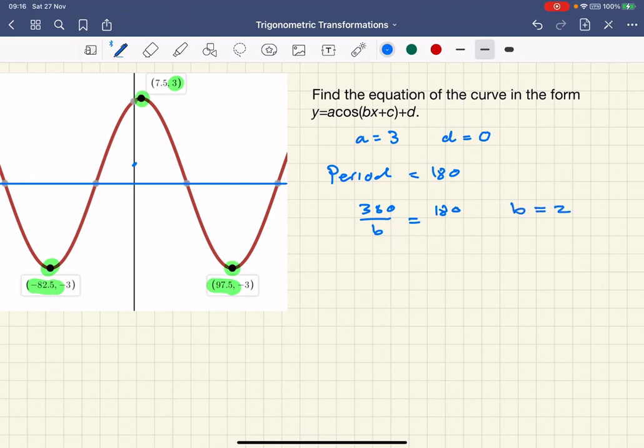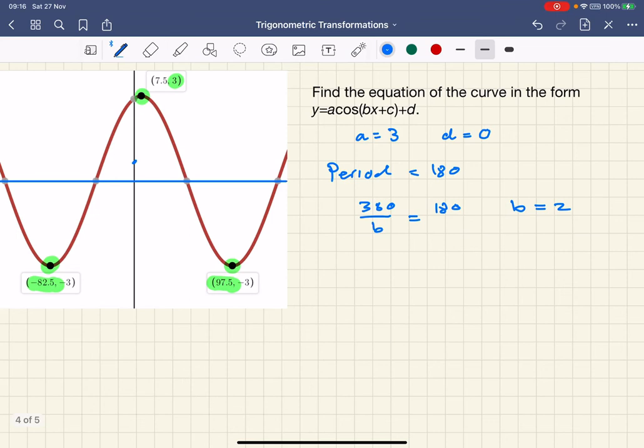So I've got 3 of my values already. Now my fourth one, the C, always is the one that people have the most amount of trouble with. So I'm going to pick one point, and I'm going to pick this point up here. And that's the maximum point. So I'm going to fill it into my equation with the values I've got already. The Y value is 3.